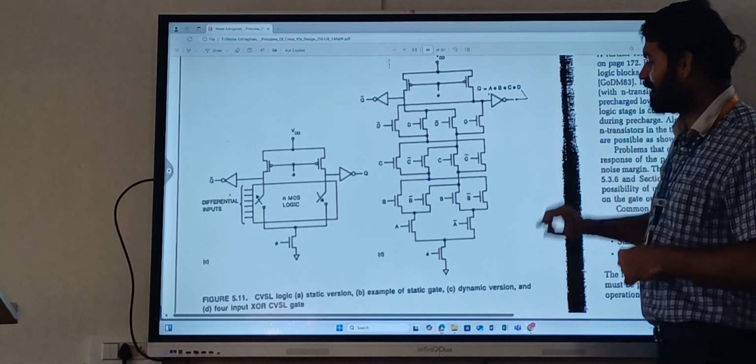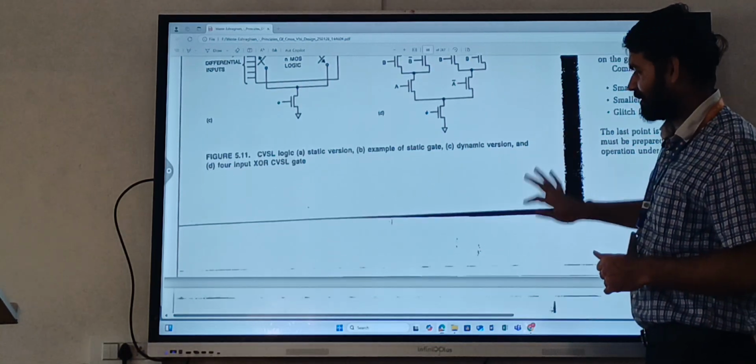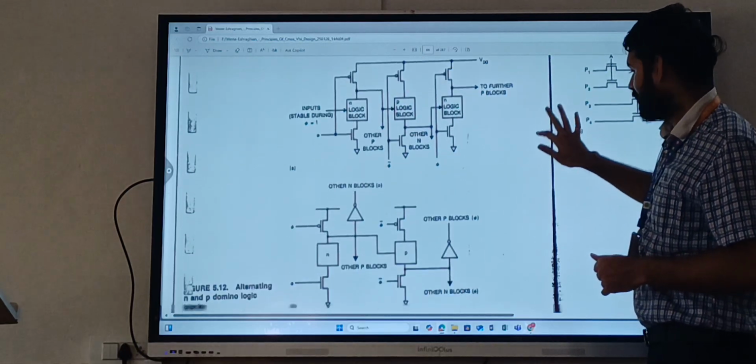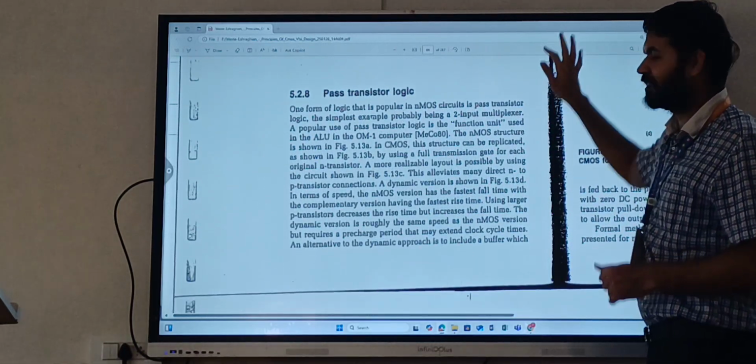Try to think on it. If you could not solve it, we can do it in the next class. Okay, next I am going to pass transistor logic.